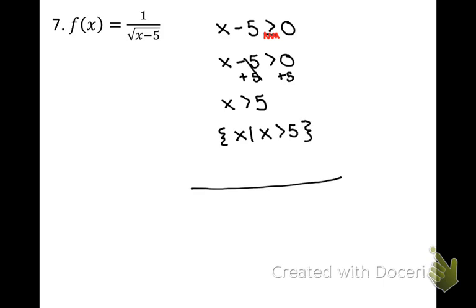Let's check out our number line real quick. Notice there's no equal to on this, so we're getting an open circle. And because it's greater than, we're going to shade to the right. So the interval we're looking at is 5 with a parenthesis to positive infinity.